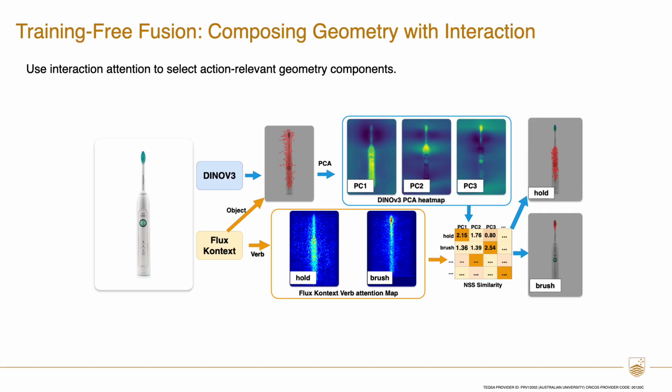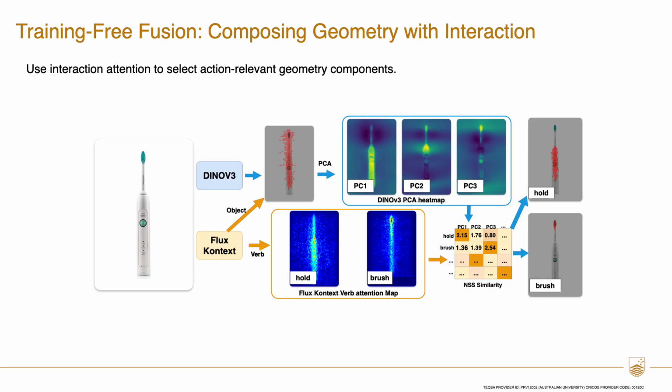After probing geometry and interaction separately, we ask whether they can be composed. Our fusion is training-free. The geometry branch uses DINOv3 features and PCA to produce candidate part-level geometry components. The interaction branch uses FLUX cross-attention and the verb-conditioned contact prior.